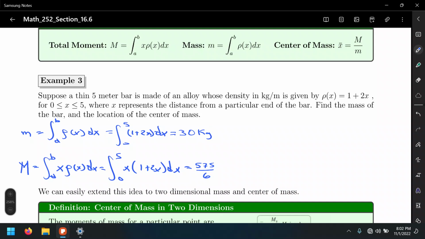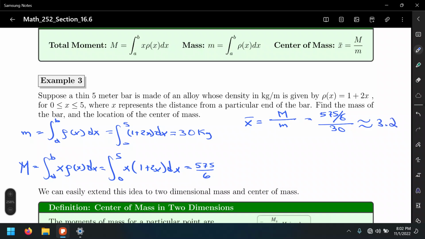All right, so the center of mass, x bar, will be the total moment, big M, over the total mass, little m. In other words, 575 divided by 6, over 30. And this is approximately 3.2.